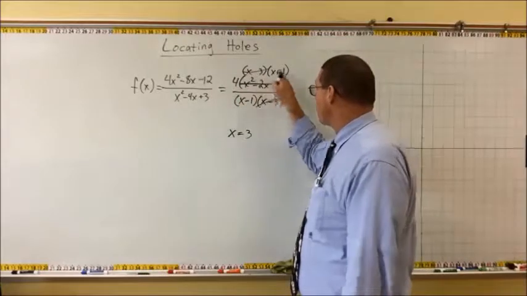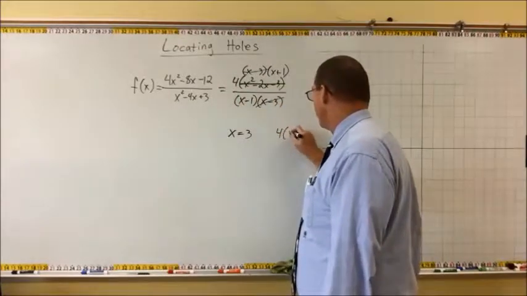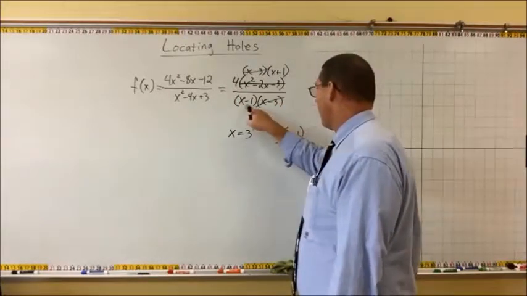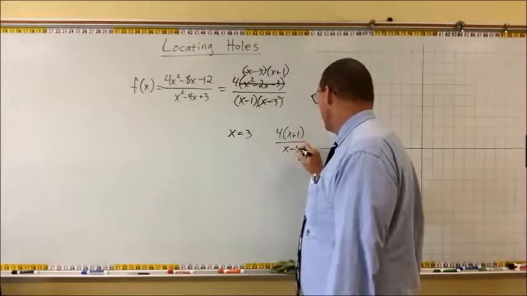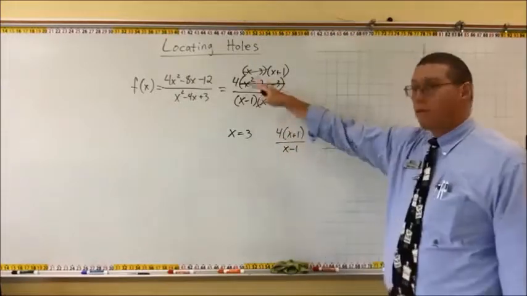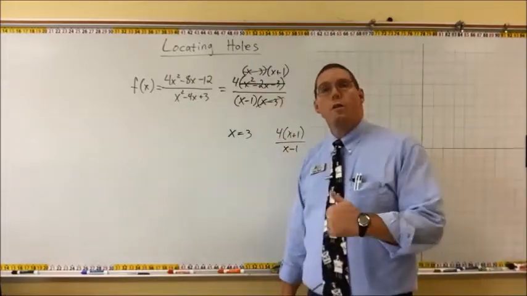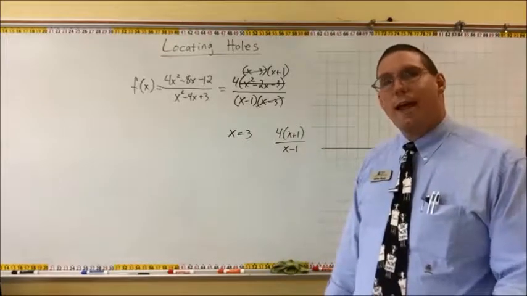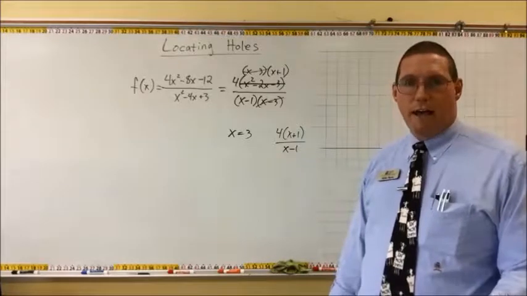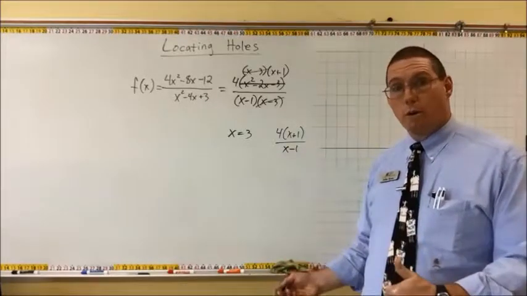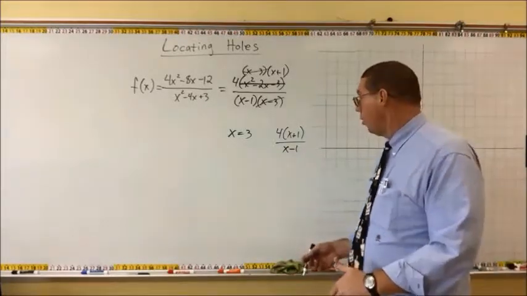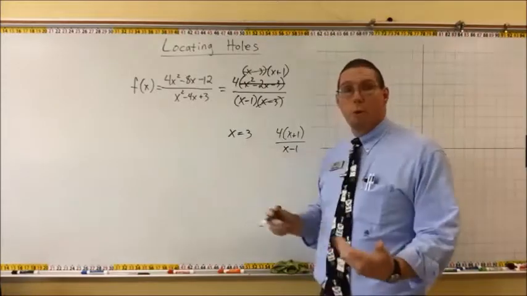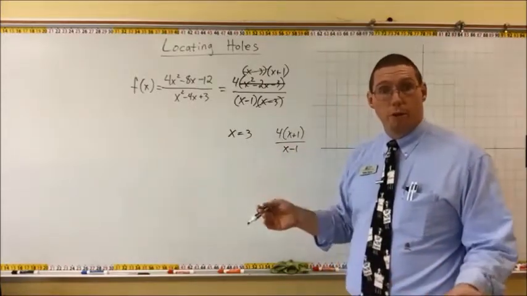Now what we're going to do is take the 4 times (x plus 1) over (x minus 1). And the reason we only have this left is because we crossed out the x minus 3. Once you have crossed out all of the holes, now you can identify the y-coordinate for the hole. Because now when we plug the 3 in, we won't get 0 over 0. We'll get a real number.